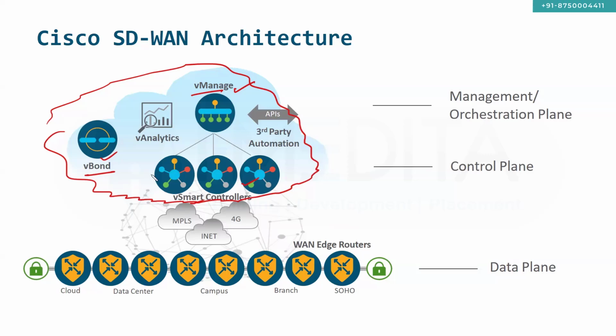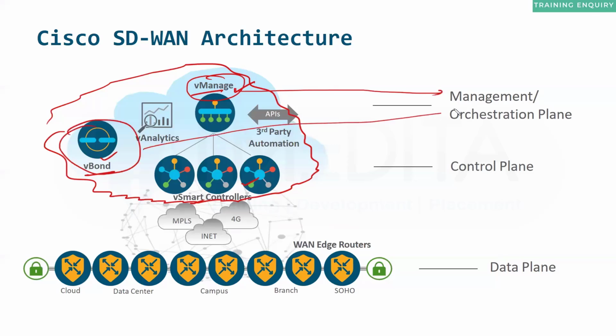And therefore, even today, you would see that most of the engineers are using the same terminology for all these components, although Cisco has renamed them. So under control components, you have got vManage. This vManage comes under the management plane. And this vBond, which is also known as orchestrator, comes under the orchestration plane. And then you have got a control plane where the vSmart controllers will lie.